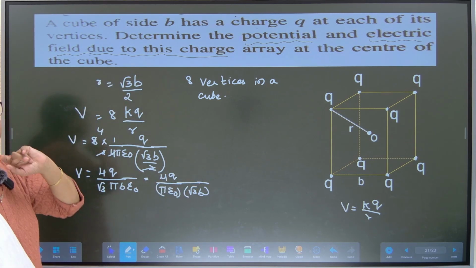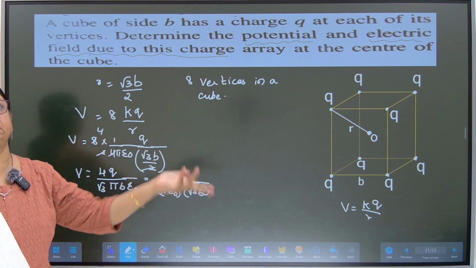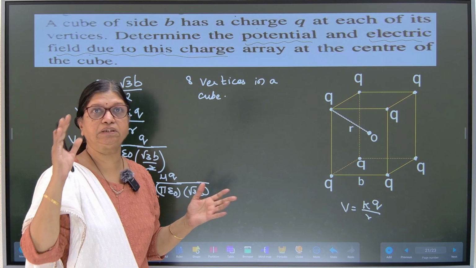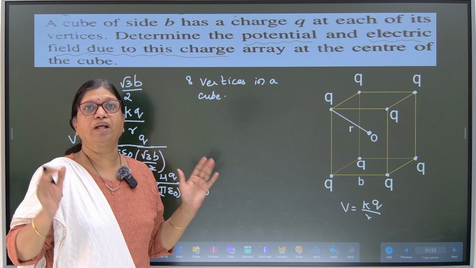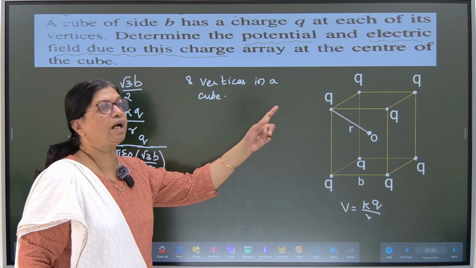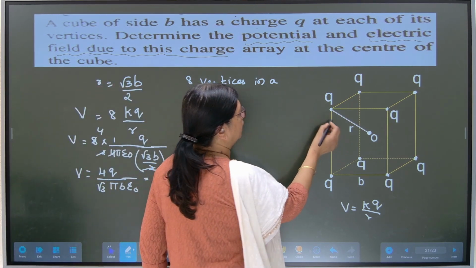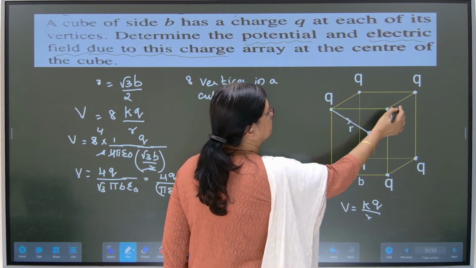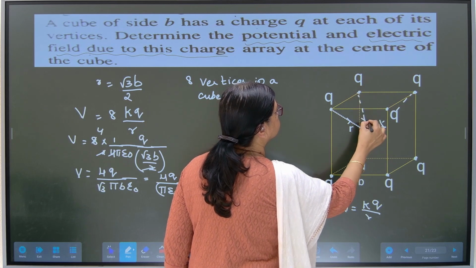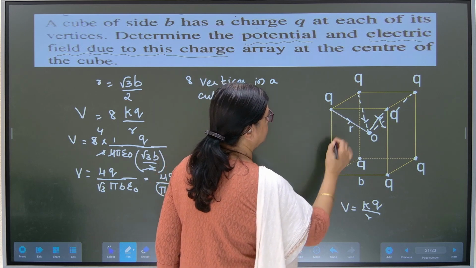Now what is the second part of the question? Electric field at the center due to these charges, it is asked. Now electric field at the center, what should we do? What is our first step, which I am teaching from chapter number 1? Our first step is to find out the direction of the electric field from the charge to the point. Agreed? So let us do that. Charge to the point, because this is positive, go like this. Same thing from here and from here. Okay, upper surface is over.